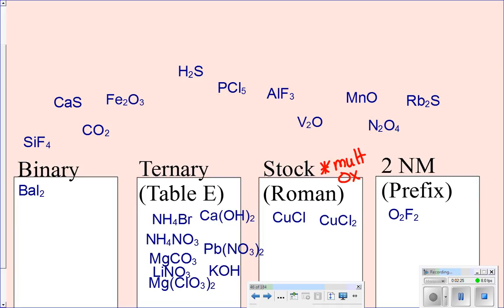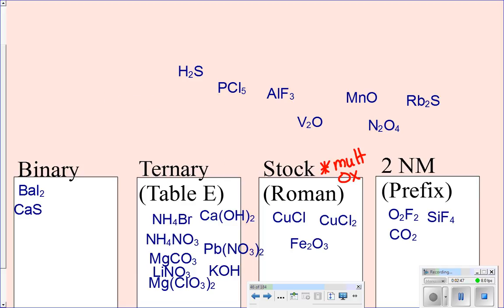So let's sort the remaining compounds that we have. CaS, opposite sides, only one charge. SiF, same side of the staircase. CO2, same side of the staircase. Fe2O3, opposite sides, we have a metal with multiple charges. PCl5, same side of the staircase. AlF, opposite sides, only one charge, good old binary ionic.